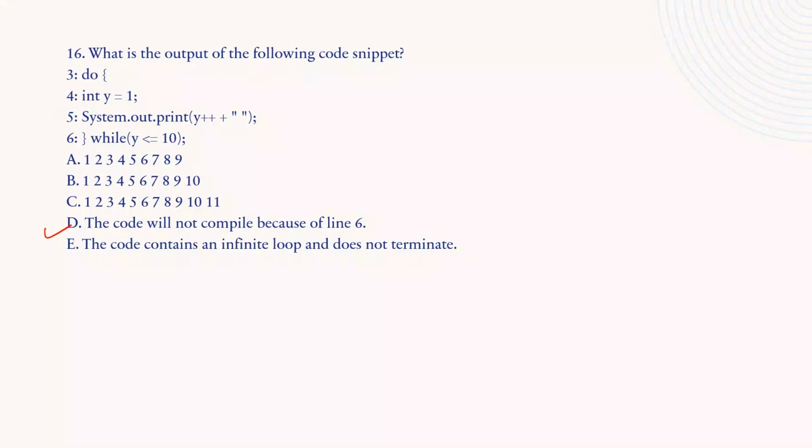It's really frustrating, but you need to answer it that way. So what happens over here is that the variable y is declared within the body of the do while statement, right? So it is out of the scope on line number 6. That's it, right? Very simple.